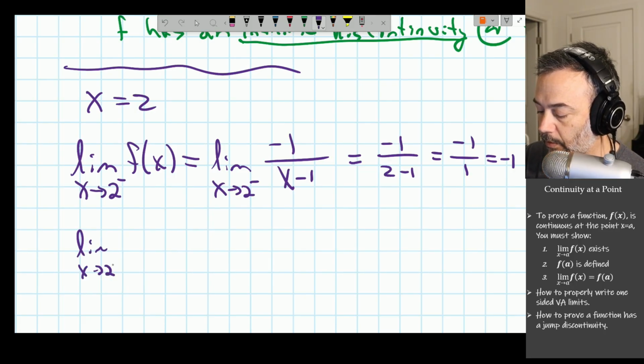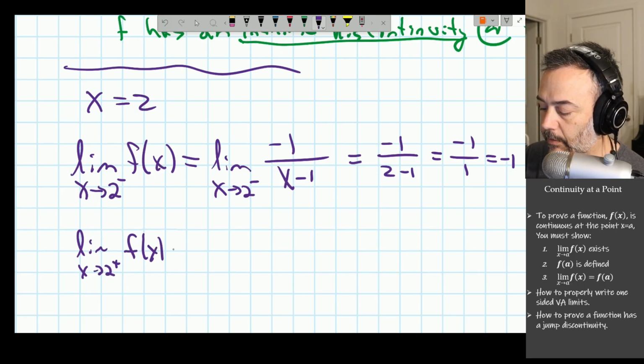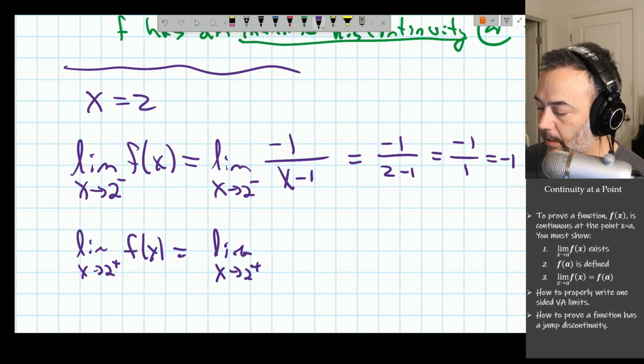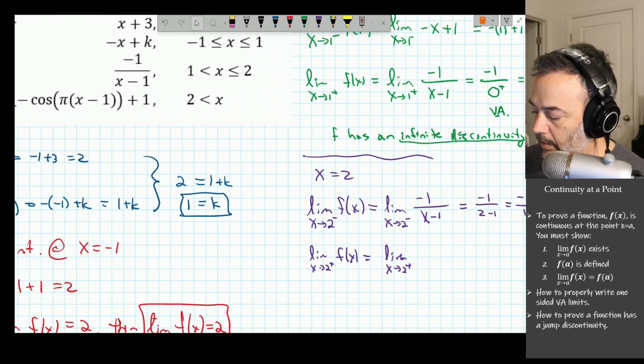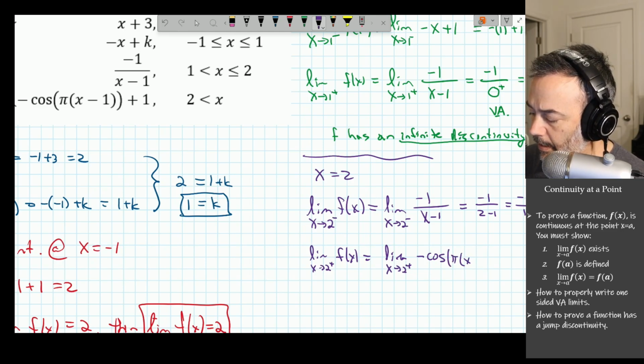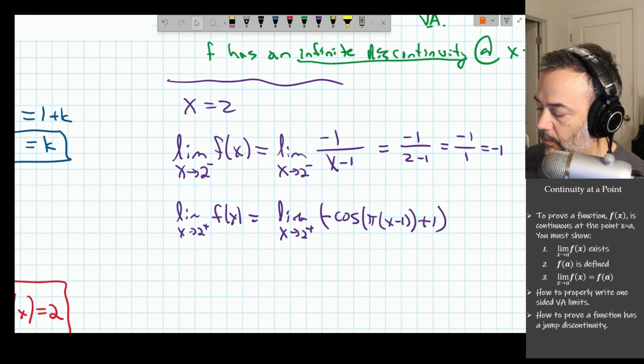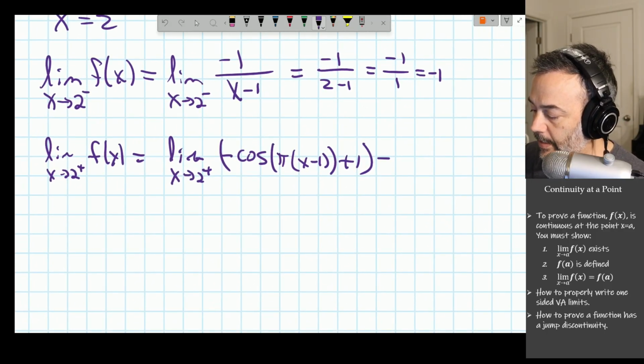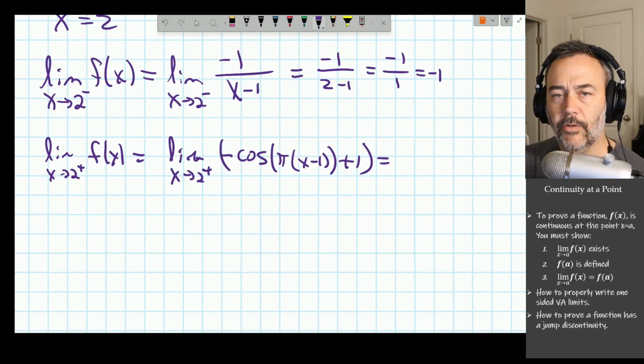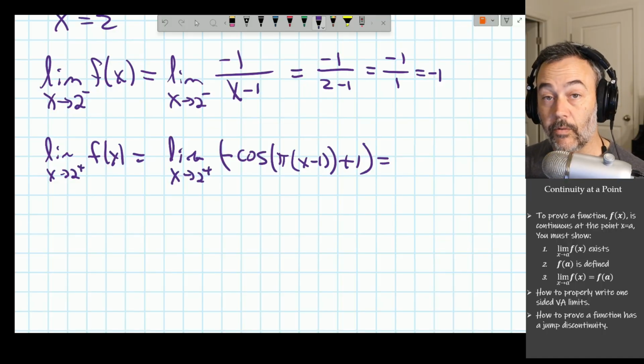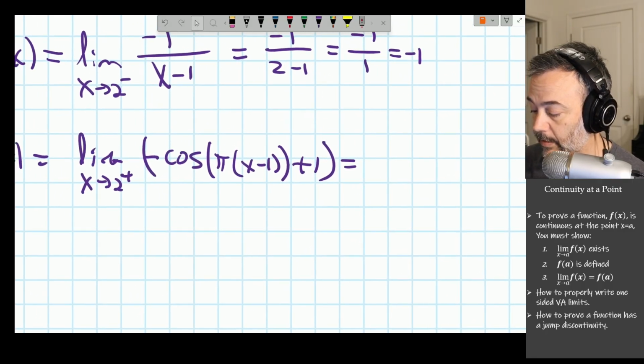The limit as x goes to 2 from the right of the original function. Well, what is that? That is the limit as x goes to 2 from the right of this cosine thing, negative cosine of pi times (x minus 1) plus 1. I'm going to put this in parentheses to clarify it's the limit of that whole thing. So I just copied it. And cosine is continuous for all real numbers. So since it's continuous on its entire domain, hence, you can just do direct substitution to evaluate this limit.